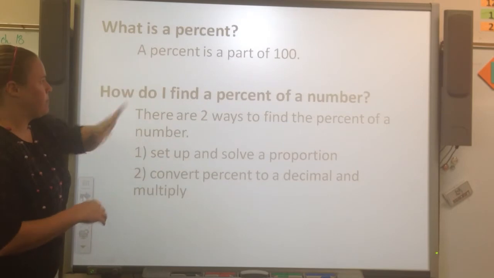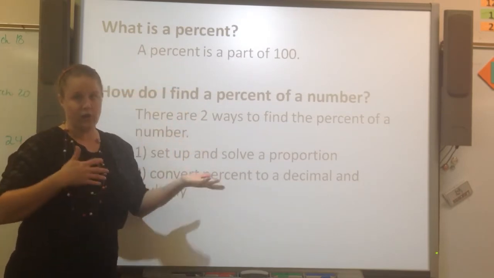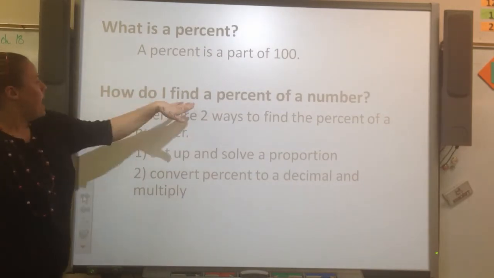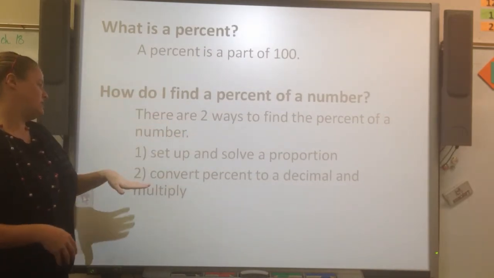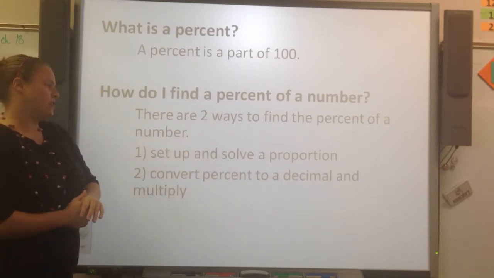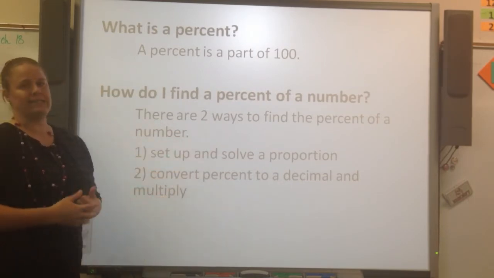So what is a percent? A percent is a part of 100. Per is part, cent, 100. 100 pennies in a dollar. How do I find a percent of a number? Well, there are 2 ways to find the percent. One is to set up and solve a proportion, and the second is to convert the percent to a decimal and then multiply. We're going to practice both ways in this video.